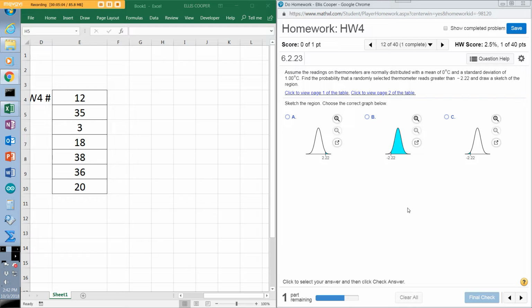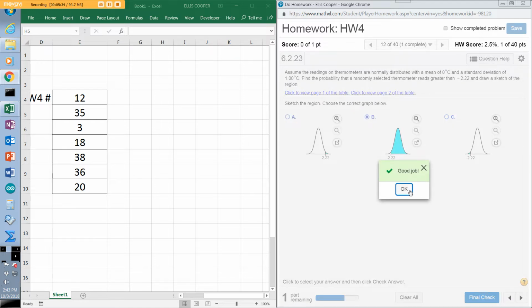But first they want us to choose which of these graphs. Well, the key is the words greater than. So that would be B, right? Because all three have a 2.22 in them. A can't possibly be right because the problem says negative 2.22. So it's between B and C. But C is talking about the probability of being less than negative 2.22. So it's got to be B. So we go like that.